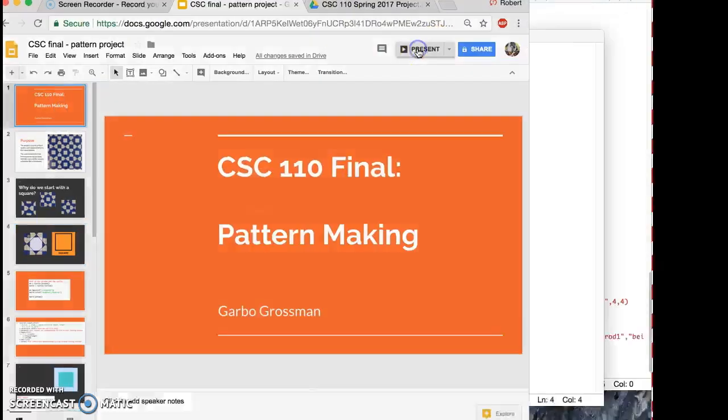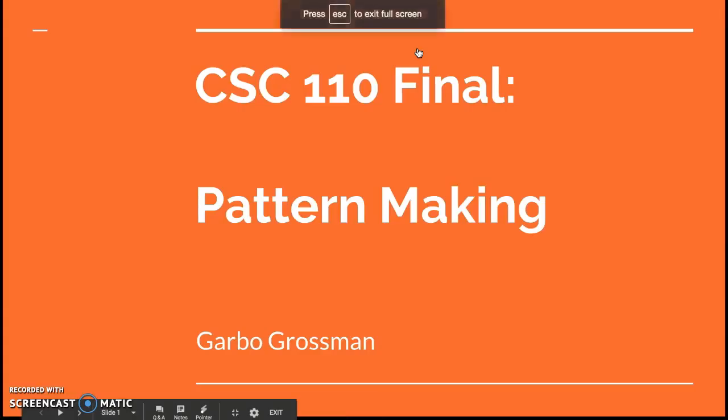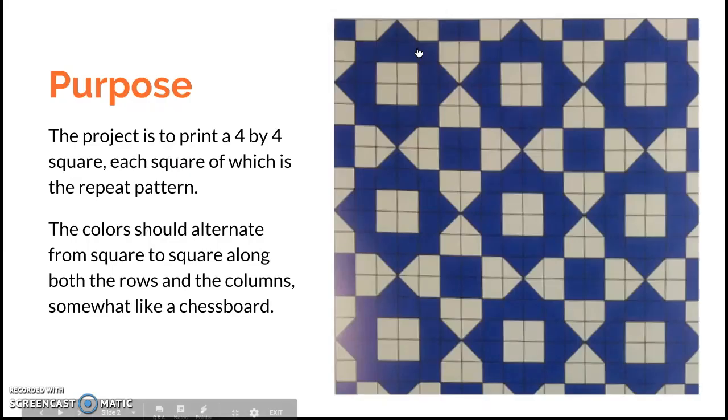All right, so I am looking at my final. I'm making pattern number I. That's this lovely pattern. The goal of this project really is to make this beautiful quilted pattern. So you're going to take the pattern you're given, figure out how to break it down into individual repeatable units, and then alternate the colors like a chessboard as your final pattern.